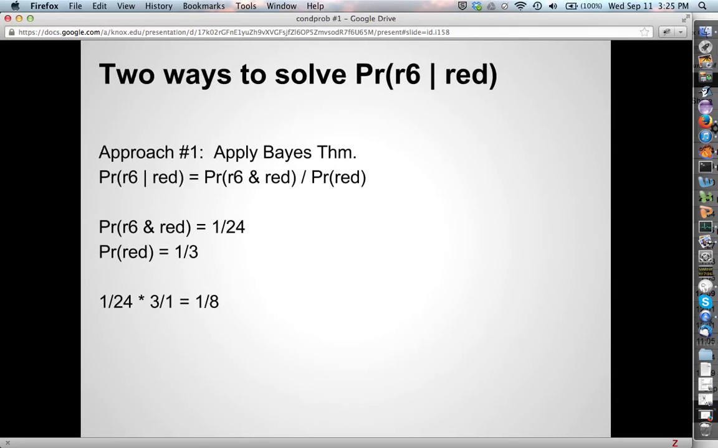There are 2 ways to solve this. The first approach is to apply Bayes' theorem. We know the probability of rolling a 6 and picking a red die is 3 in 72, or 1 in 24. We know the overall probability of picking a red die is 1/3. We can do some algebra and come up with 1/8. That's one way to solve it.